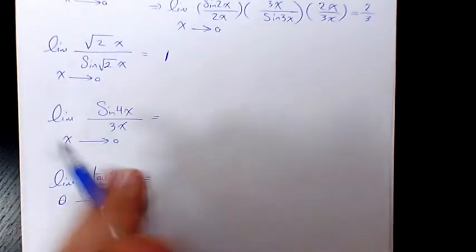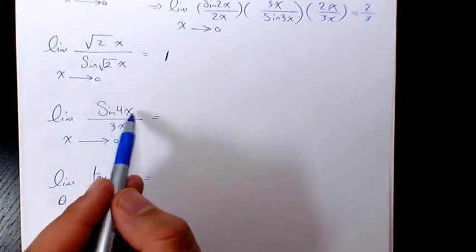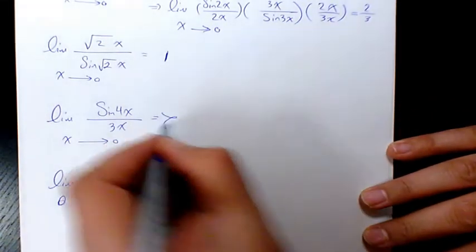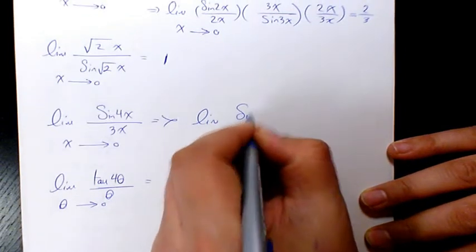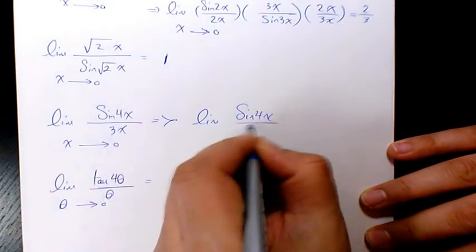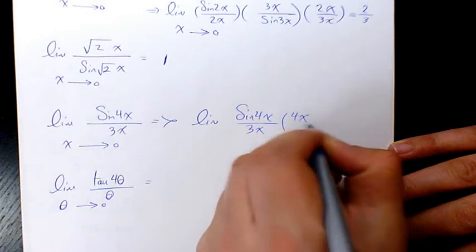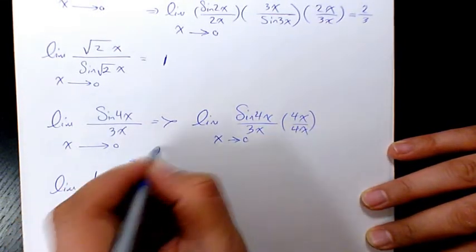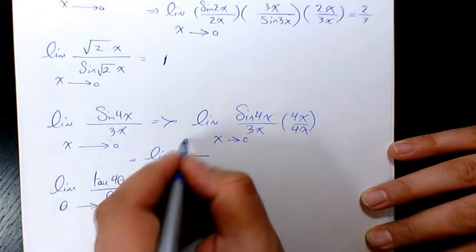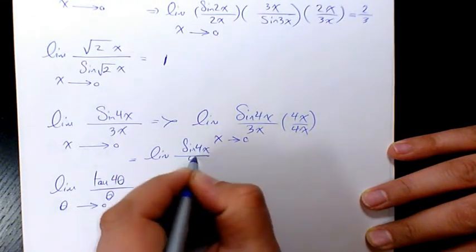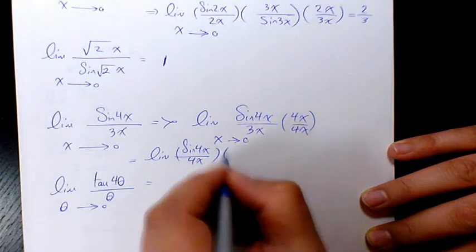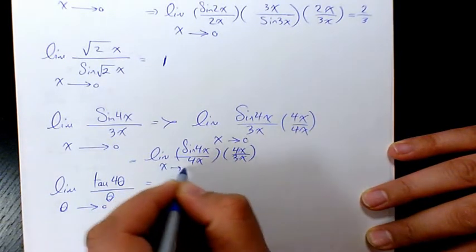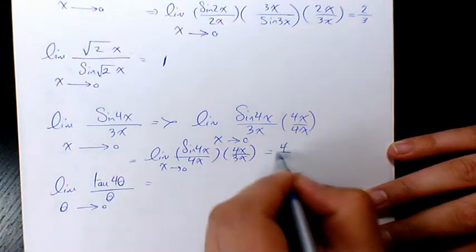Now here you have limit of sine 4x over 3x when x is approaching 0. You can say that's going to be sine 4x over 3x multiplied by 4x over 4x when x is approaching 0. It's going to be limit of sine 4x over 4x, and here you have 4x over 3x when x is approaching 0. That's going to make it 4 over 3.